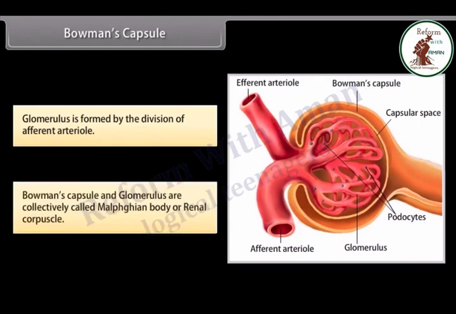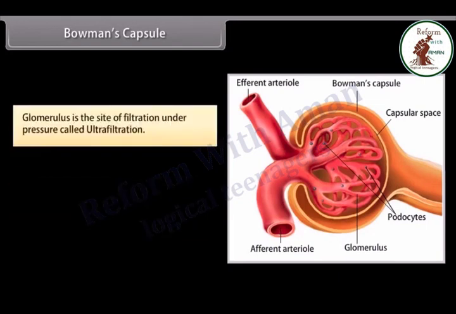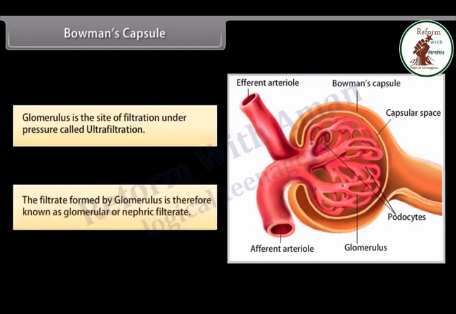Bowman's capsule and glomerulus are collectively called Malpighian body or renal corpuscle. Glomerulus is the site of filtration under pressure called ultrafiltration. The filtrate formed by glomerulus is therefore known as glomerular or nephric filtrate.